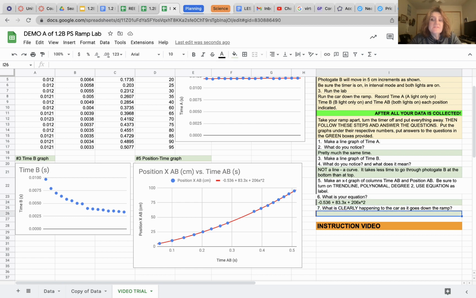So last question, what is clearly happening as the car goes down the ramp? It is accelerating, speeding up in a positive direction.